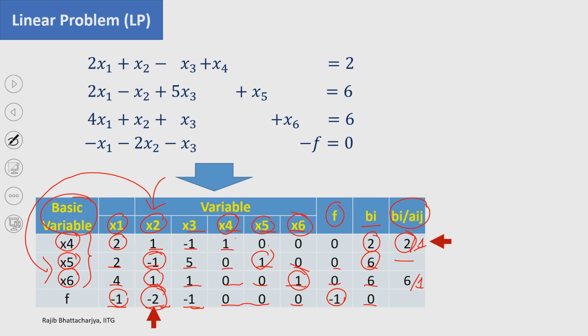So, what I will do? I will consider the minimum one. If it is the minimum, then this will be your pivoting element. I hope this is clear. So, if this is the pivoting element, then x2 will come here, that means x2 will replace x4. So, x4 will leave the basis. So, x4 will no longer be a basic variable. Now, x2 will be a basic variable, that means x2, x5 and x6 will be basic variables and other variables will be non-basic variables.